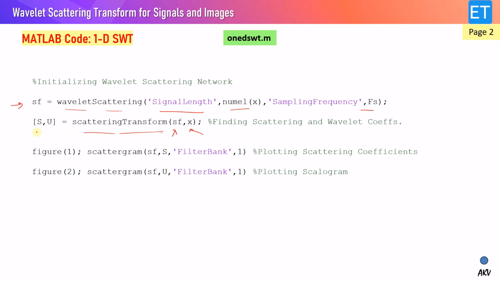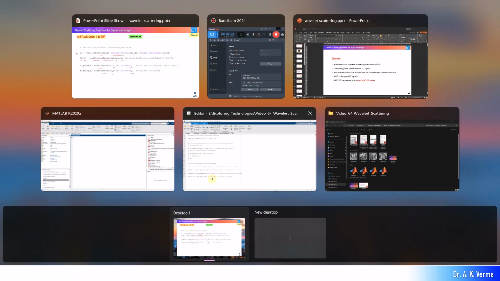All the scattering coefficients will go in S, and all the wavelet coefficients will go in U. With the help of the scattergram, I am displaying S, I mean all the scattering coefficients, and with U, I am displaying the scaleogram, I mean the wavelet coefficients after the first filter bank. So when I execute this, you will get two plots. One is a scattergram, another is a scaleogram. So let me take you to MATLAB.